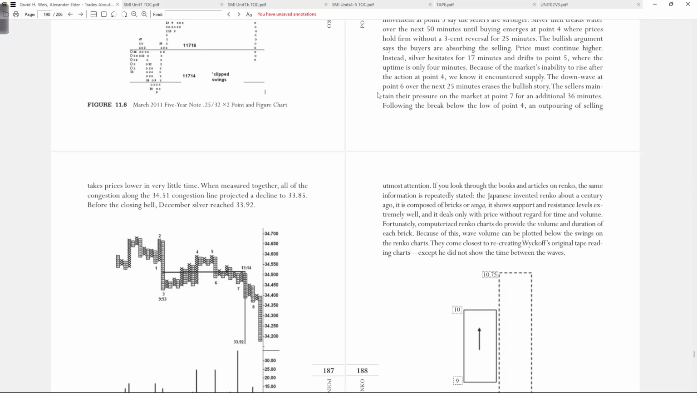The down wave at point 6 over the next 25 minutes erases the bullish story. The sellers maintain their pressure on the market at point 7 for an additional 36 minutes following the break below the low of point 4.